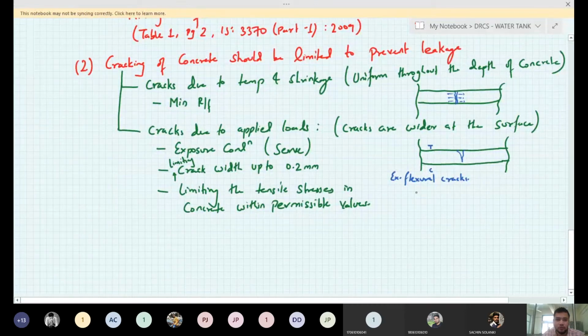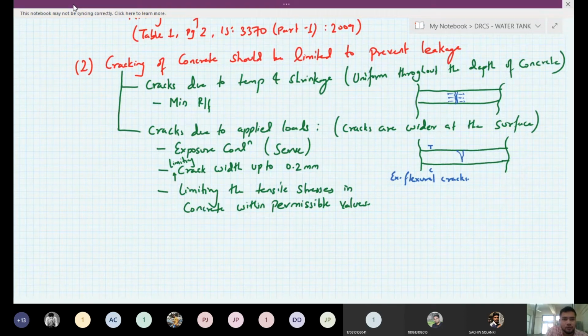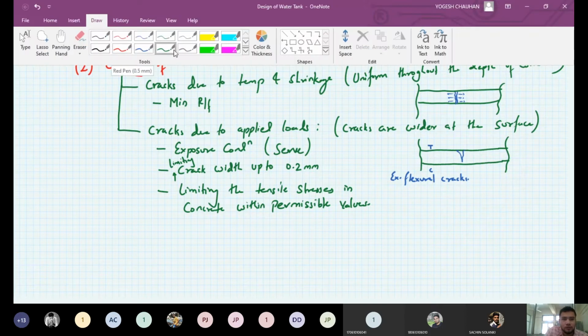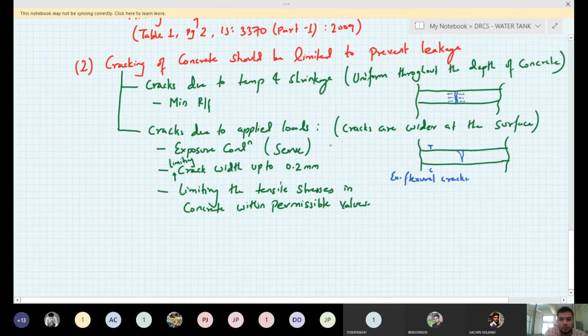Okay, so the exposure condition, we have seen that it is given in the clause number 4 on page 1. Clause 4, page 1, IS 3370, part 1, 2009.